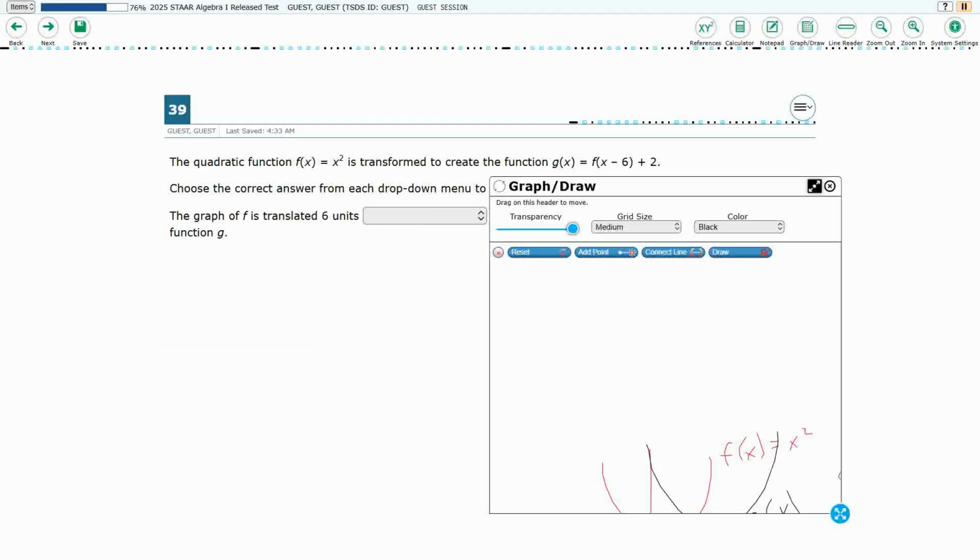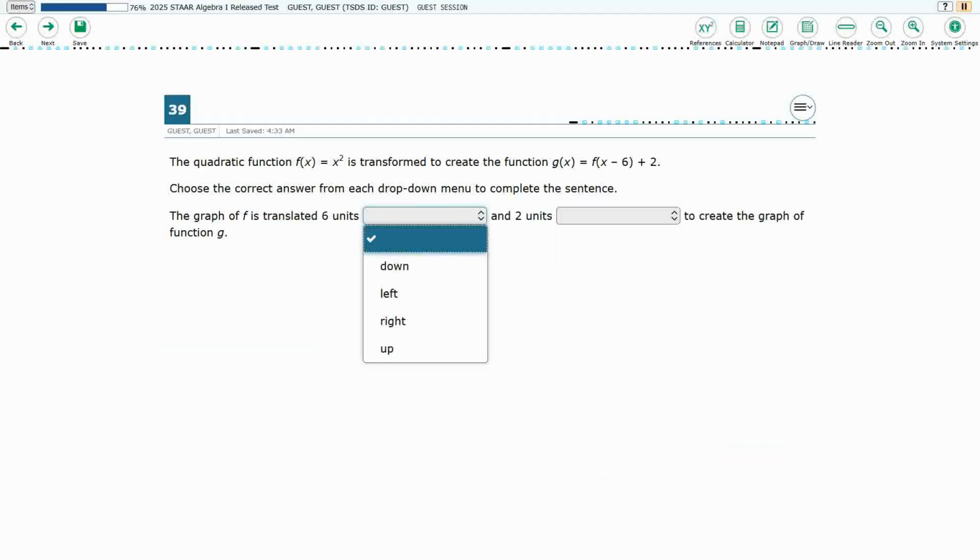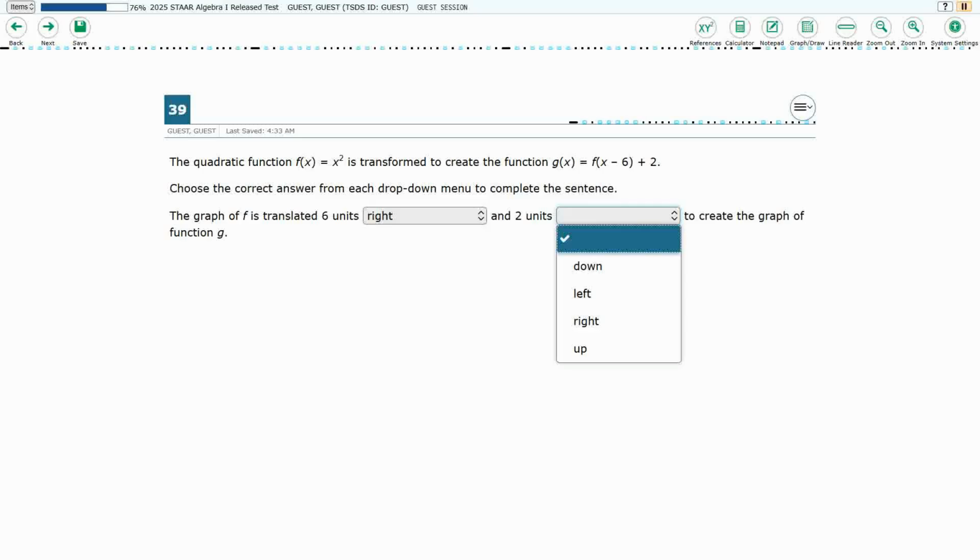Let's go ahead and get our answers here. So 6 units to the right, and then 2 units up, and that is how you get full credit, 2 points on this problem. Right and up.